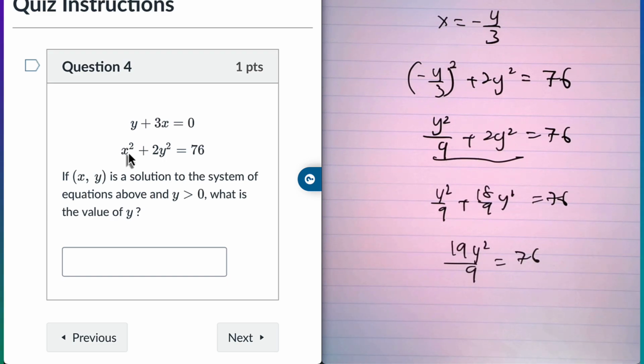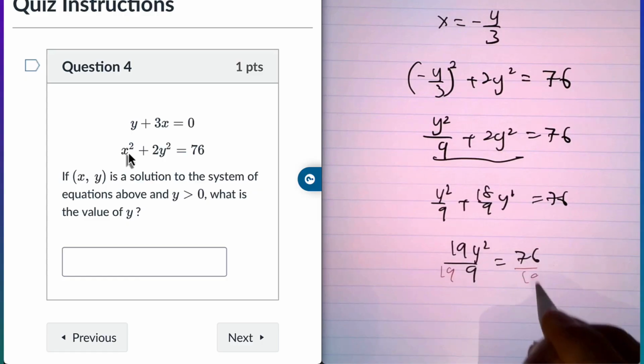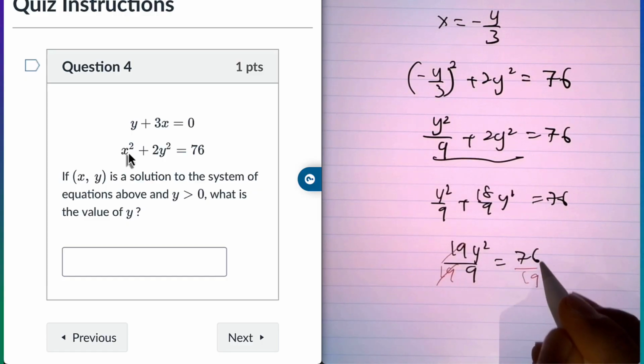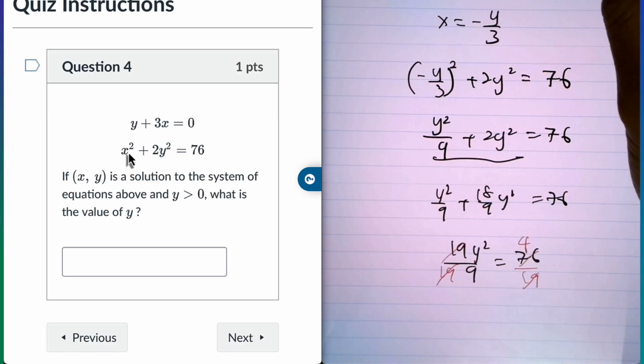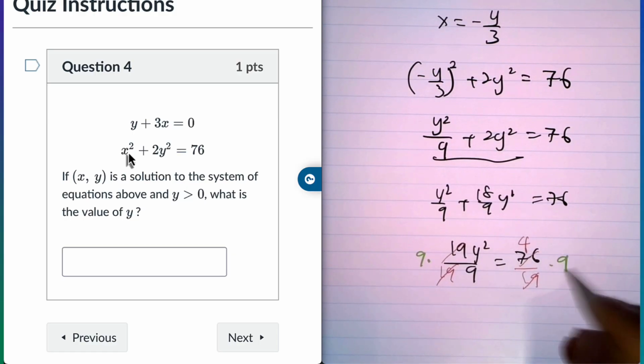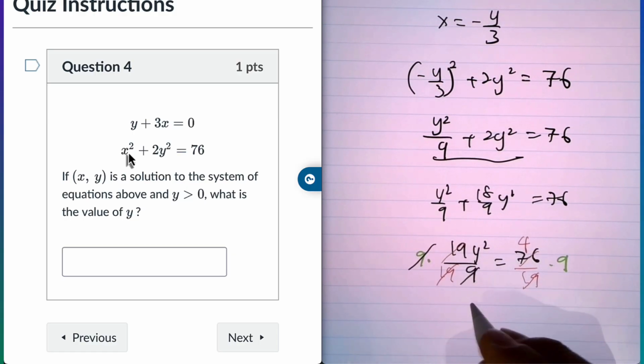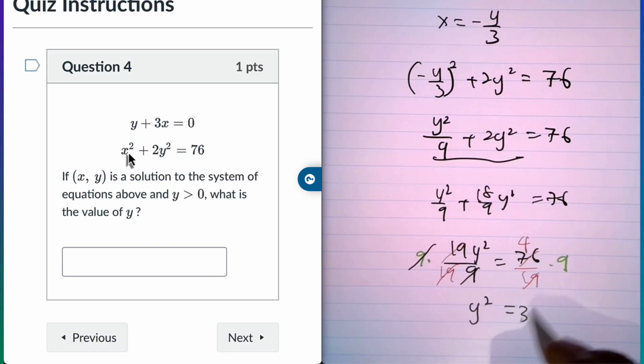Now you might just try to multiply these numbers, but there's a faster way. Why don't you divide first? Because you know that 76 is a multiple of 19. And then now multiply by 9. Because this way, you don't need to use a calculator. We got y squared equals 36.